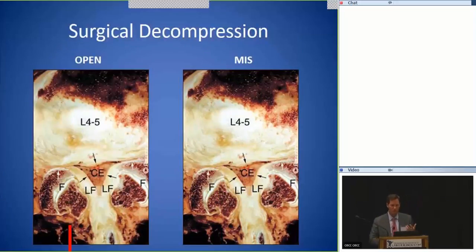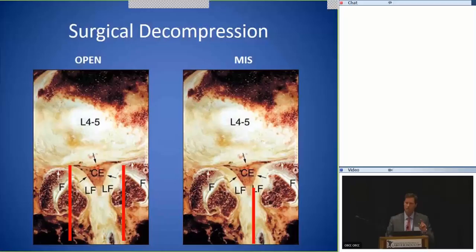So open decompressions, okay, open laminectomy, traditionally is taking away everything between the 2 red lines. You burr down the bone, take down this bone here, take out that yellow ligament, take the pressure off those nerves, basically taking the roof off of a tunnel. Okay, that's a laminectomy. A minimally invasive decompression is different.